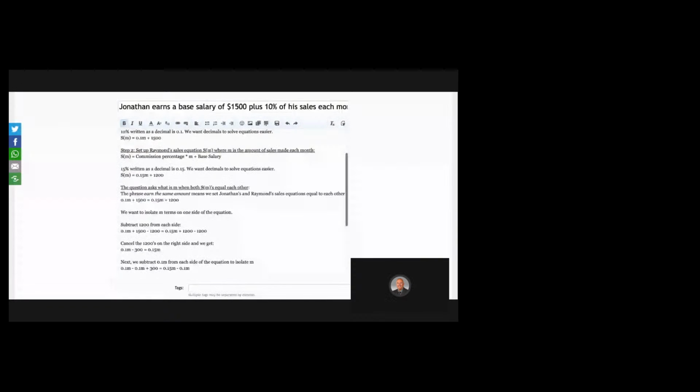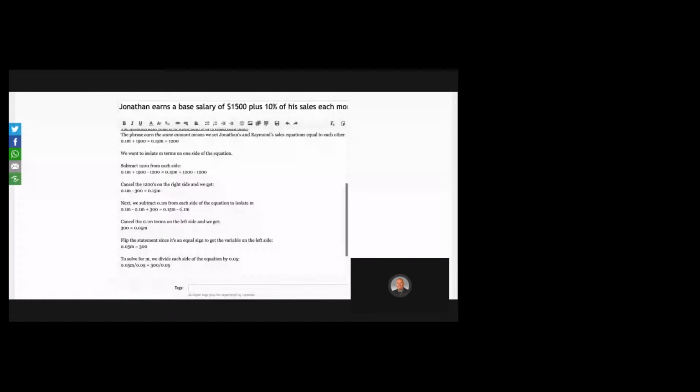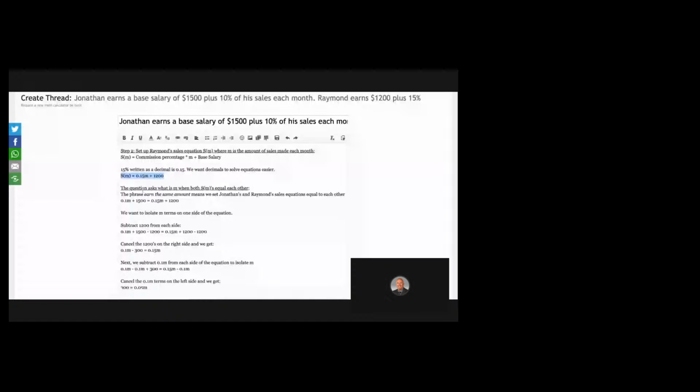So what is that? What's the big deal? What's the answer? The answer is Jonathan and Raymond will have to sell $6,000 a month to earn the same amount for their salary equations. So when m is 6,000, stated another way, when m is 6,000, this equals this. That's it. So salary, commission, percentage. And that one is that. So that is out on the forum now if you want to take a look.